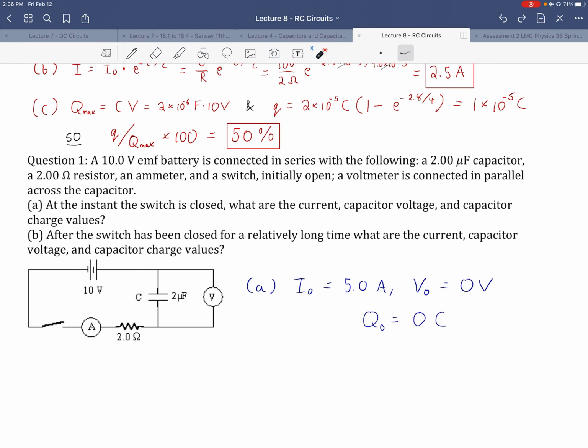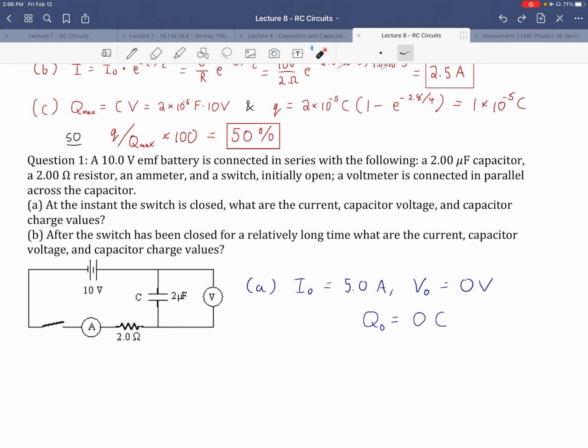Well, the initial current is just going to be 5 amps. Okay, that's just from Ohm's law. The initial voltage across the capacitor is 0 because it hasn't built up any charge yet. And we can see the initial charge in the capacitor is also 0 because no charge has had a chance to build up on the plates of the parallel plate capacitor yet. If there's no charge built up, there's no voltage across the capacitor.